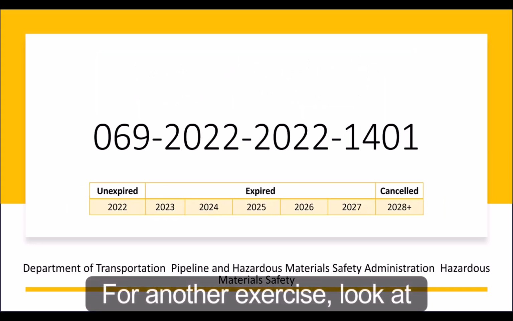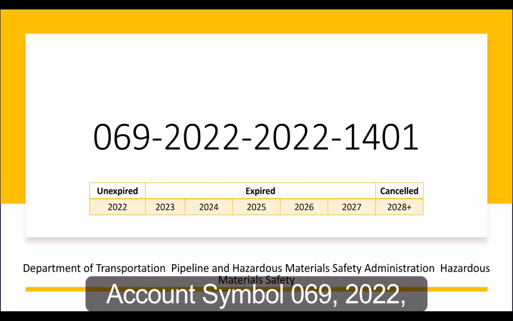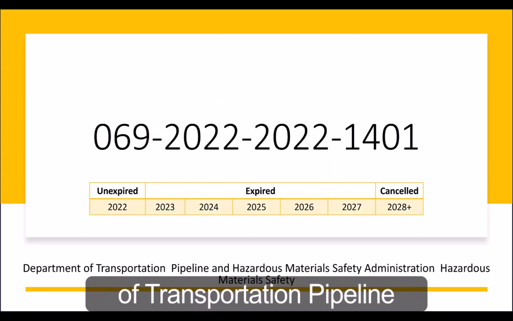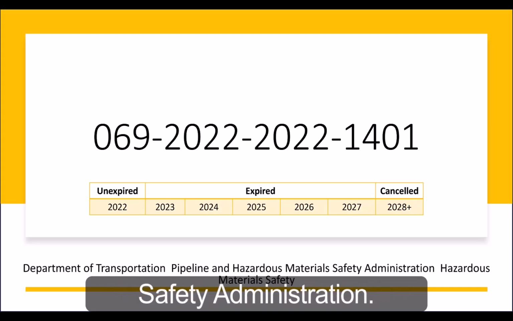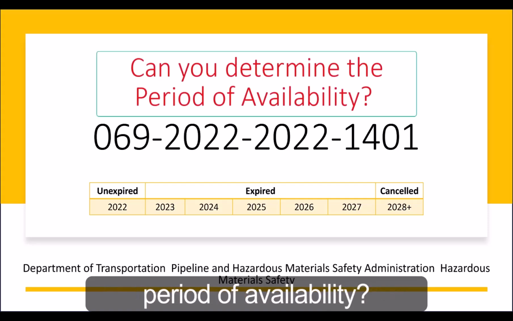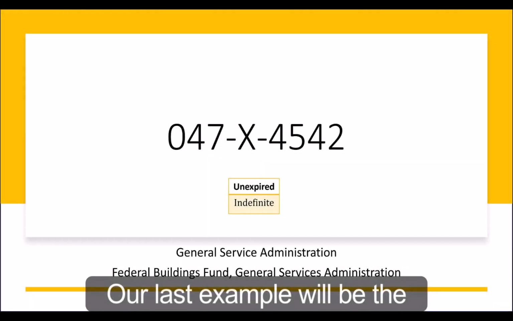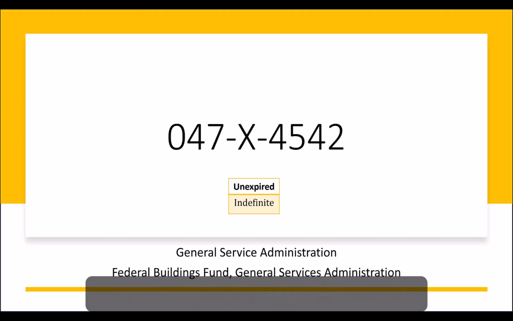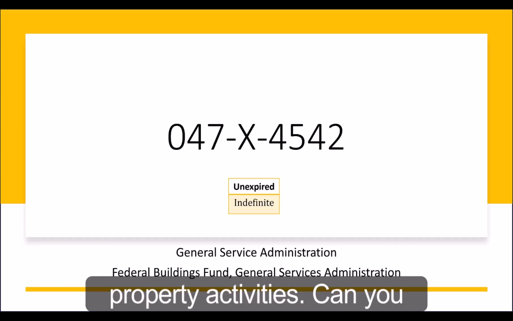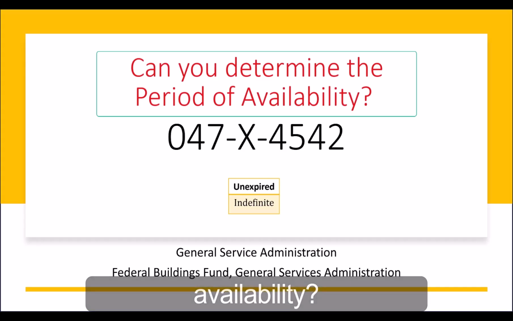For another exercise, look at the following Treasury account symbol, 069-2022-1401. This is the Department of Transportation, Pipeline and Hazardous Materials Safety Administration, Hazardous Materials Safety. Can you determine the period of availability? Our last example will be the following Treasury Account Symbol: 047X4542. This is for the General Service Administration Real Property Activities. Can you determine the period of availability?